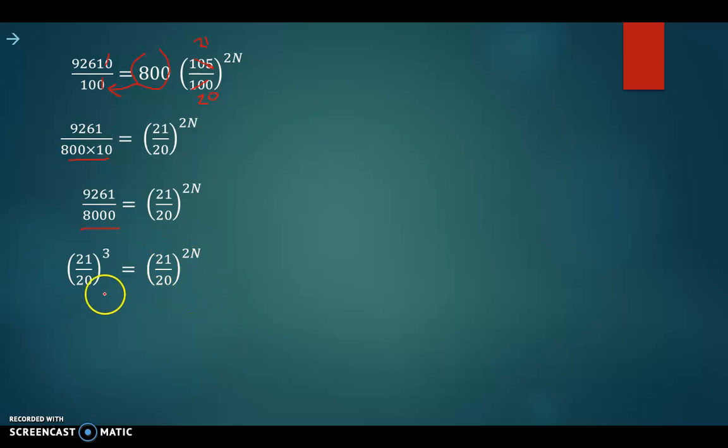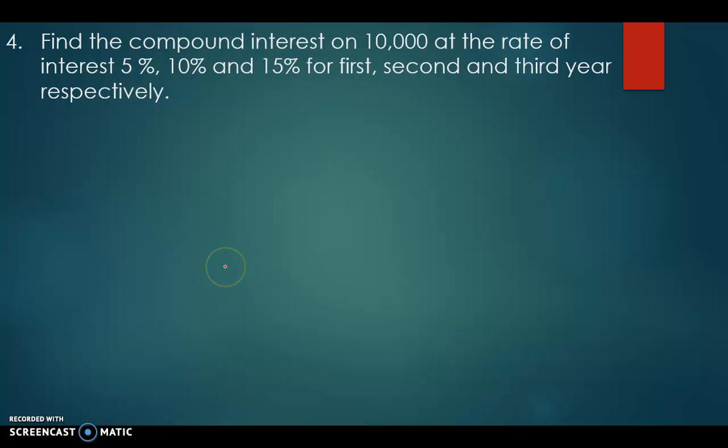Okay, so here we know about exponents and powers: if the base of any value is the same, then their powers are also equal. So now 3 is equal to 2n, and then n is equal to 3 by 2, which is 1.5 years. So the number of years is equal to 3 by 2 years. Okay, so let's find out.